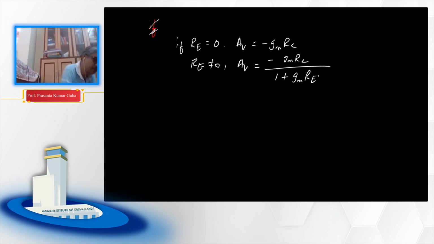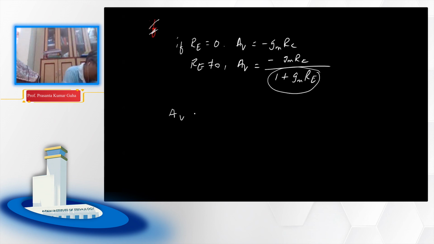So you see your gain falls by a factor of this. Your gain is less if you have RE, by this 1 plus gm RE factor. We can discuss a bit more about this particular relation. This relation is extremely important.